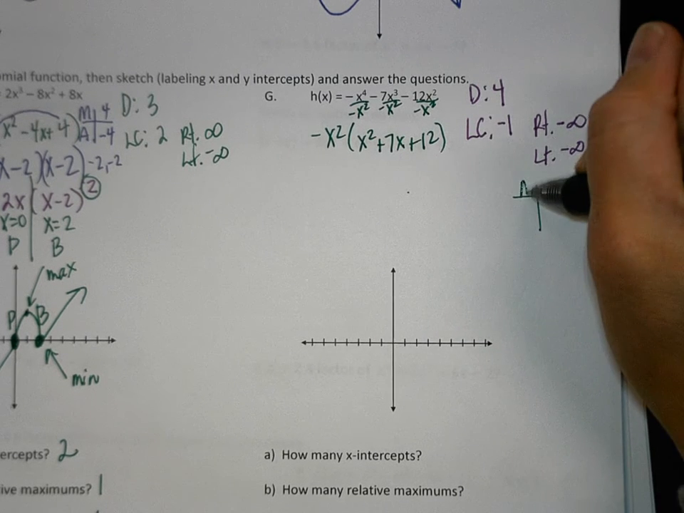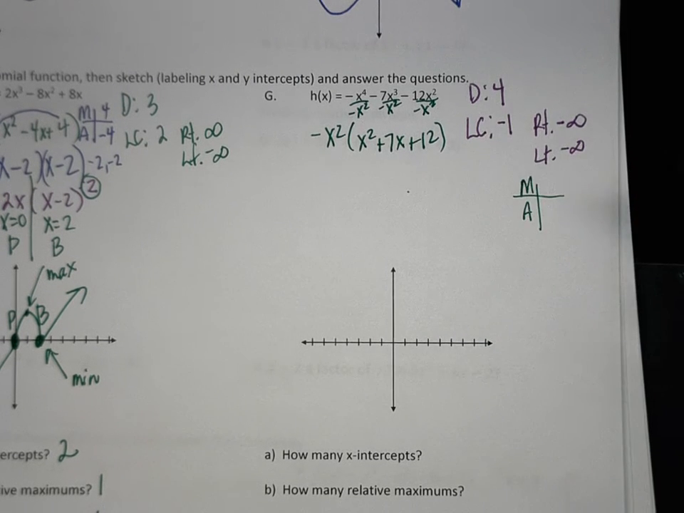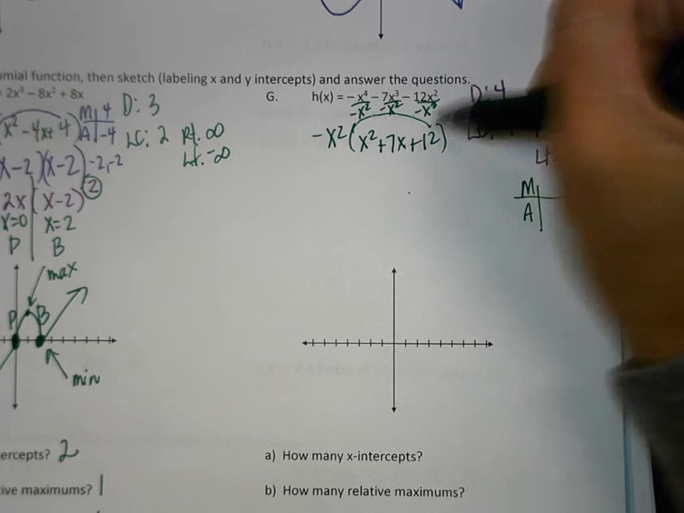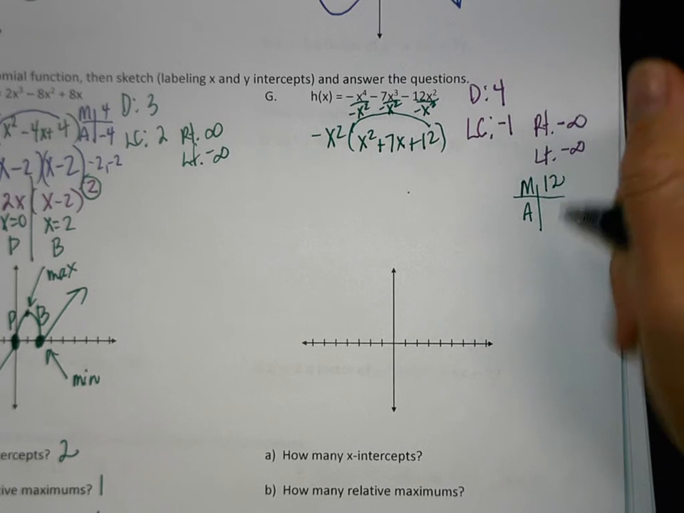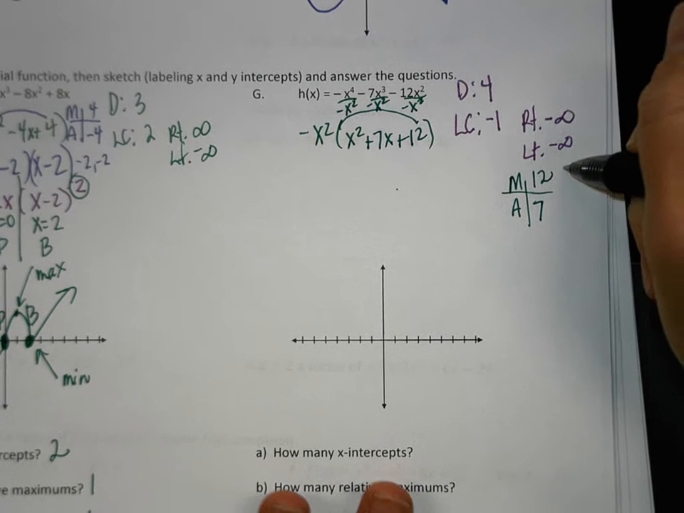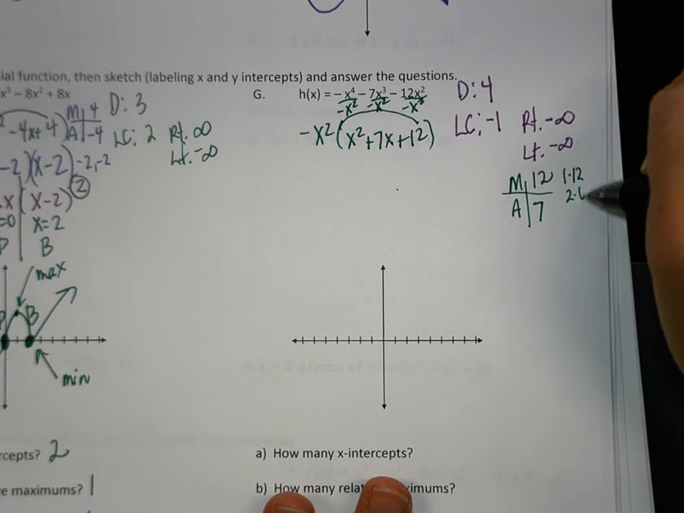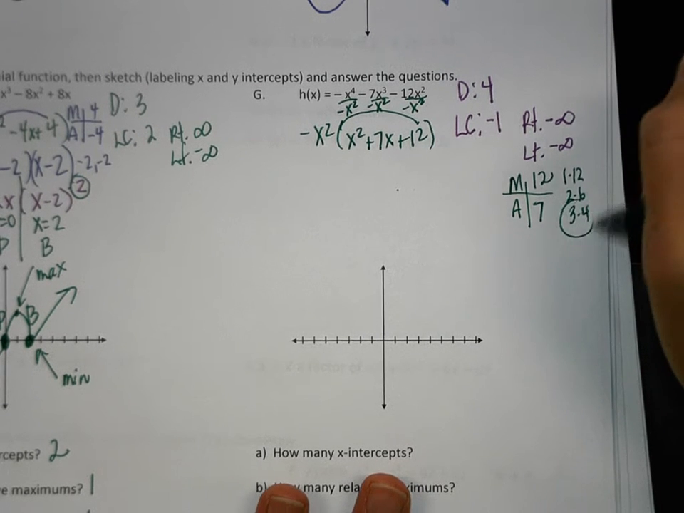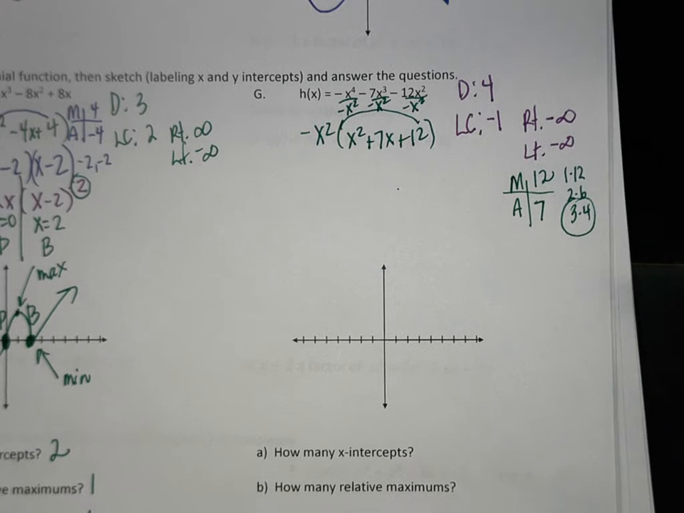And so we have our multiplication and our adding number. Looking at this, my multiplication number is 12. My adding number is 7. So if we go through the list of numbers, we have 1 and 12, we have 2 and 6, we have 3 and 4. So 3 and 4, both of those add to be 7, multiply to be 12. I don't have to worry about negatives. We're going to go ahead and use the shortcut.